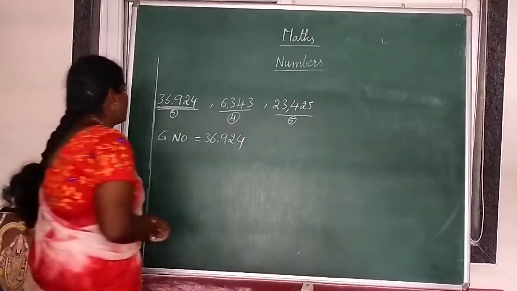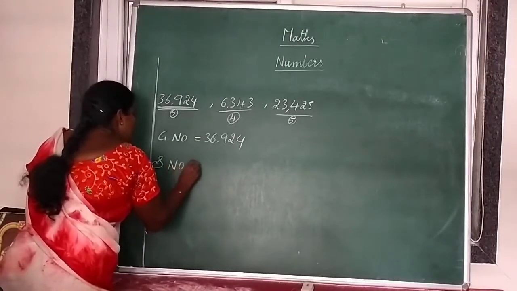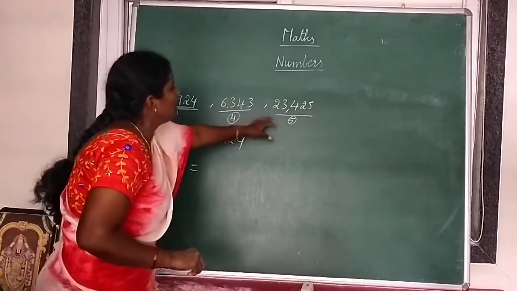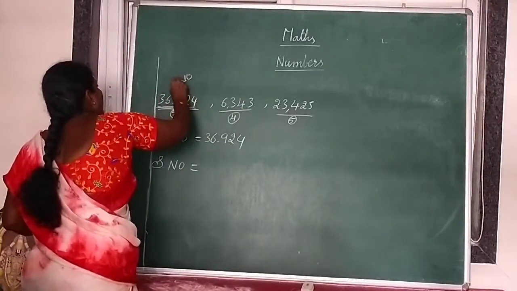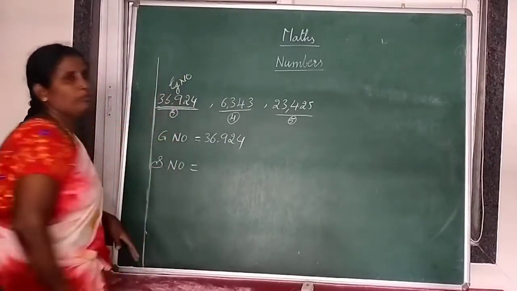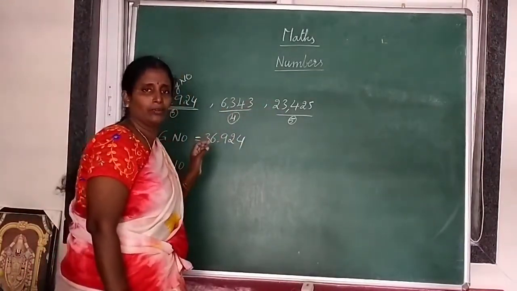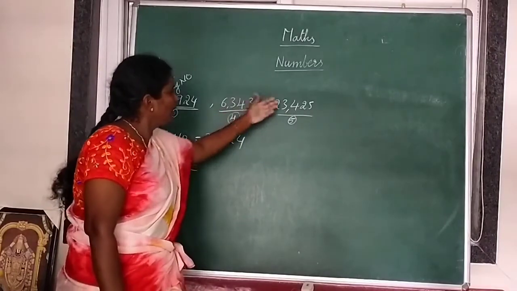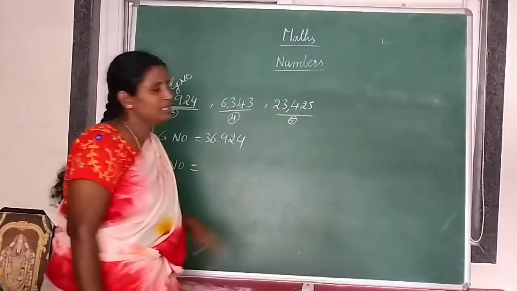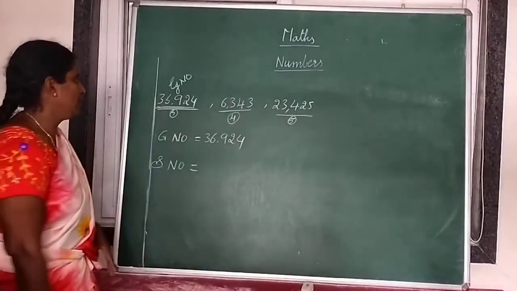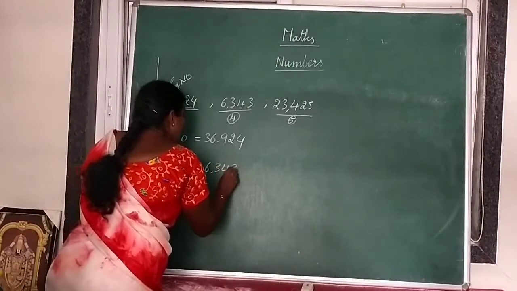36,924. Right. Which is the smallest number in the three numbers? In these three numbers, which is the smallest? Already we learned which is the greater number. From these two numbers, which one is smaller? This is a 4 digit number and this is a 5 digit number. So which is smaller, 4 digit number or 5 digit number? Yes, 4 digit number is smaller than the 5 digit number.